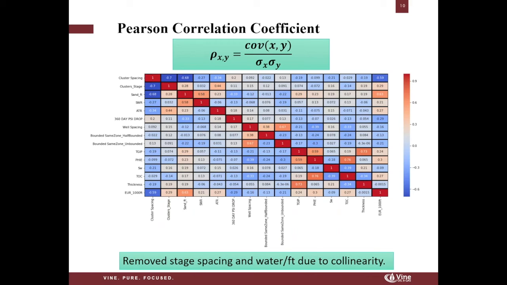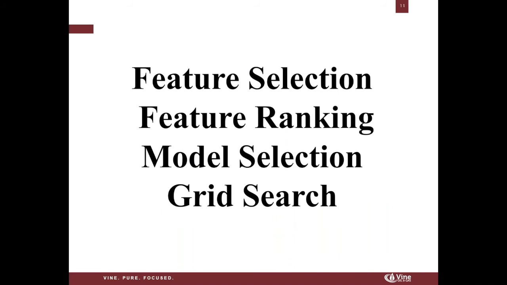So as I said, in this case, we removed stage spacing, and we also removed water per foot, because stage spacing was heavily collinear with cluster spacing, and water per foot was heavily collinear with sand per foot. So we removed those two features, and we used the rest of the features and proceeded to the next step. So this is just a simple one line of code using the Seaborn library sns.heatmap to provide you this heat map of the relationship between different features in order to be able to remove collinear features. Next is feature selection, feature ranking, model selection, and grid search.